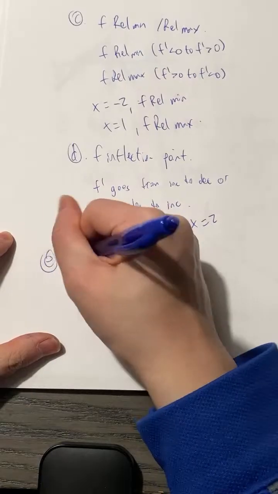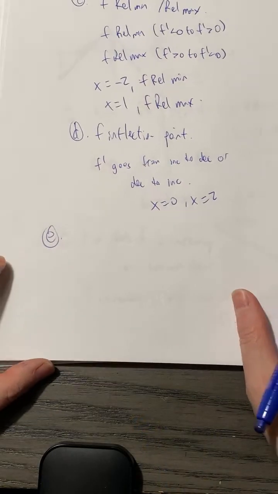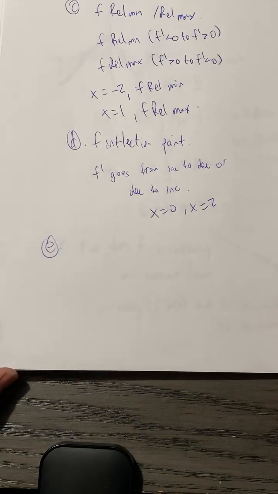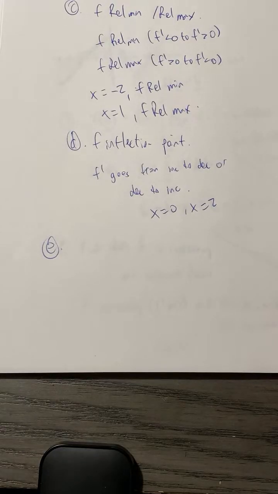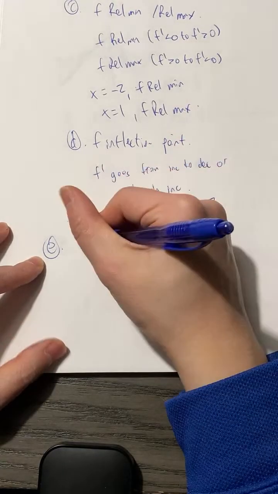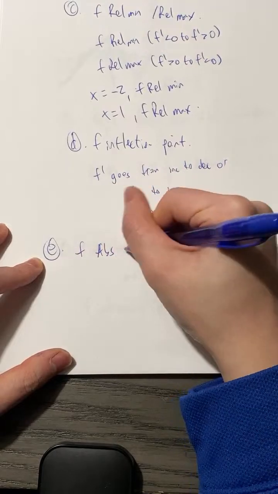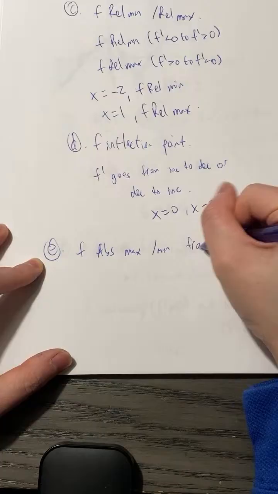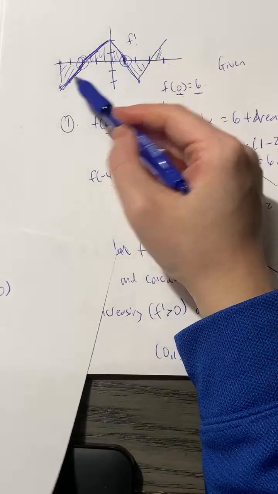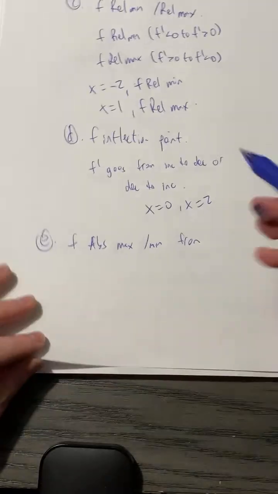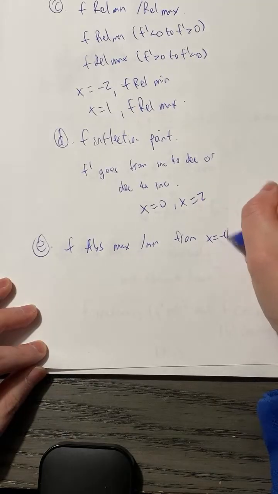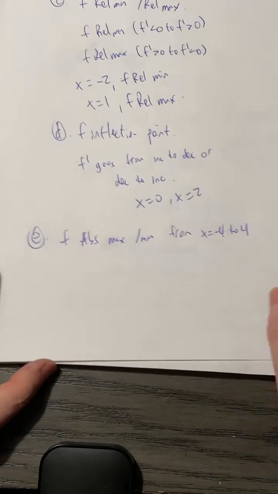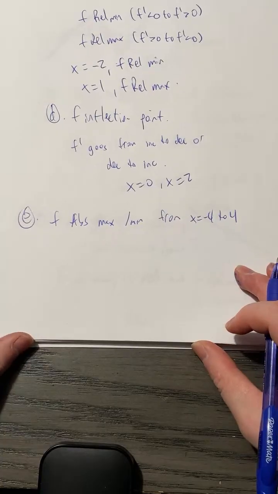And finally, I'm going to do E now. So with E, I'm going to do abs max or min. Let's do it from, if this is my graph, let's do it from whatever these numbers are. So from -4 to 4. So before we even look at our graph, let's try to write our 3 steps.